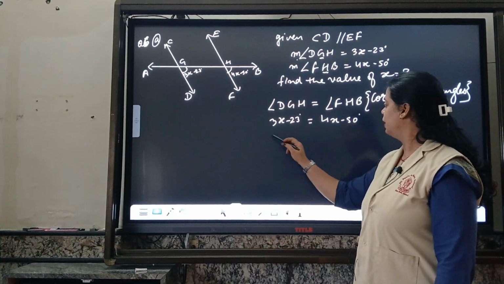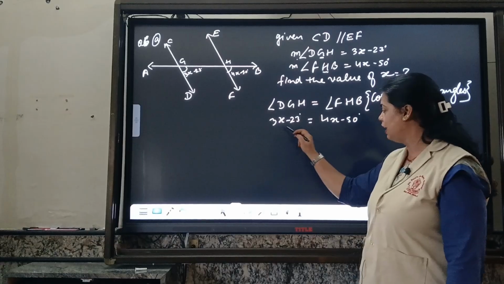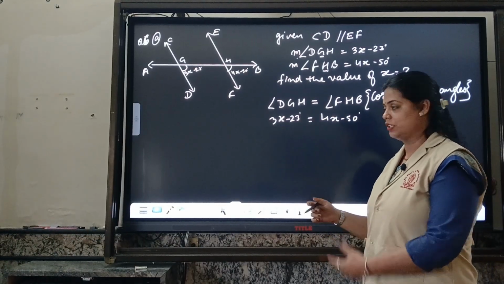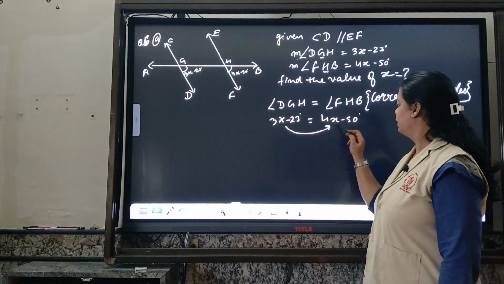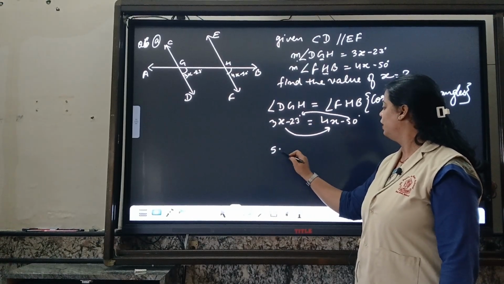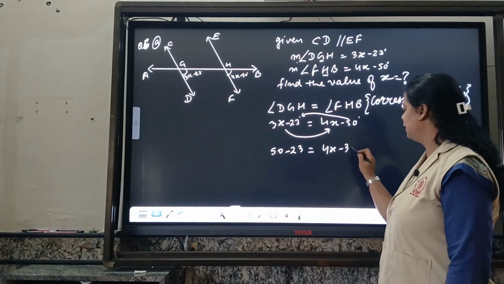So I will bring 4x and 3x together. I will shift 3x towards 4x because 4 is a bigger value, so the answer will be positive. So I will write 4x here and 50 towards here. It will look like 50 minus 23 and 4x minus 3x.